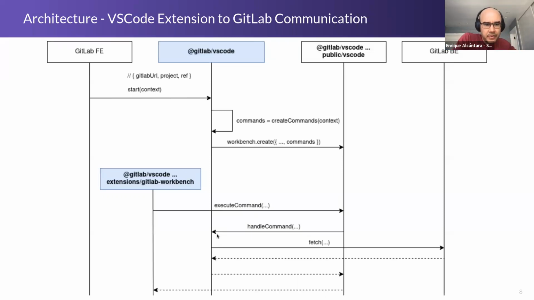There are three objects in that diagram, and the two in the middle, GitLab/VSCode and GitLab/VSCode/public/VSCode, sound very similar. Could you remind me of the difference again?